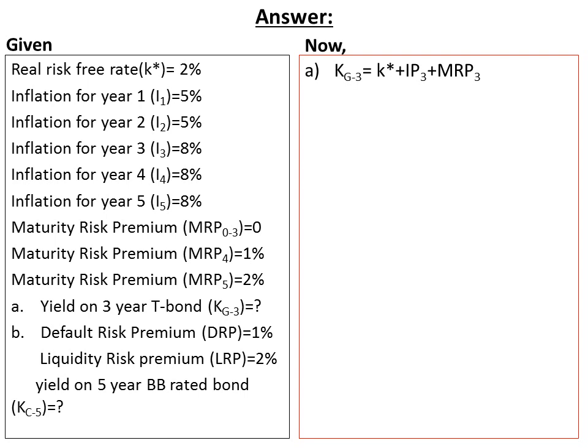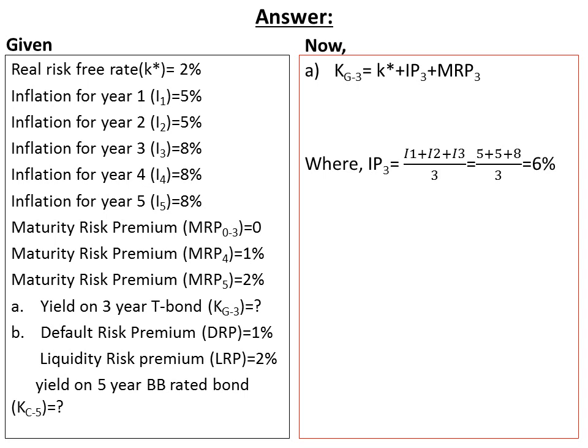Look at the given information. You have a K star of 2%, but there is no IP3 in the given information. Only I1, I2, I3, I4, I5 inflation for years 1, 2, 3, 4, 5 are given, but the value of IP3 is not given in the question. MRP3 equal to 0. So you have to calculate IP3.